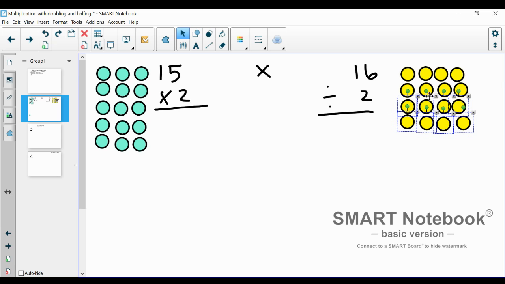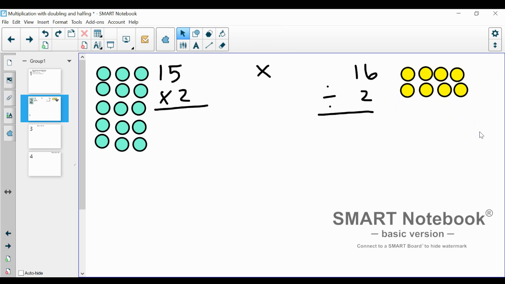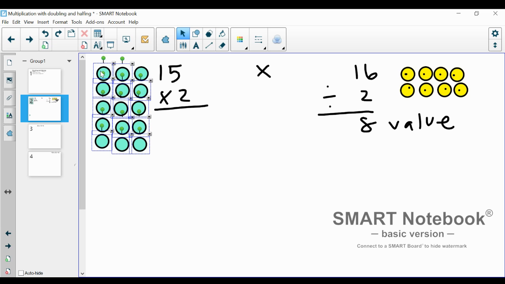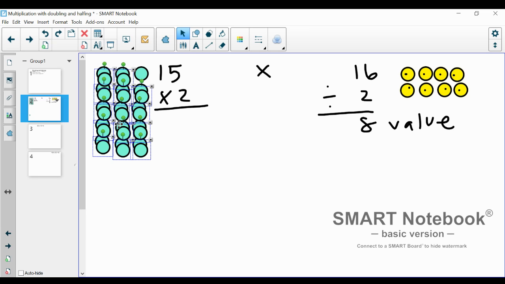See how I've highlighted half of these yellow circles here? And I delete that. So now how many circles do I have? 1, 2, 3, 4, 5, 6, 7, 8. I have a value of half over here. A value is what something is worth. A value of 8 over here. Now if I double this side, that basically means I take all of my value over here and I double it. I multiply it by 2.